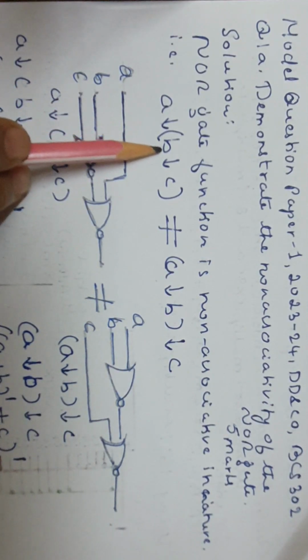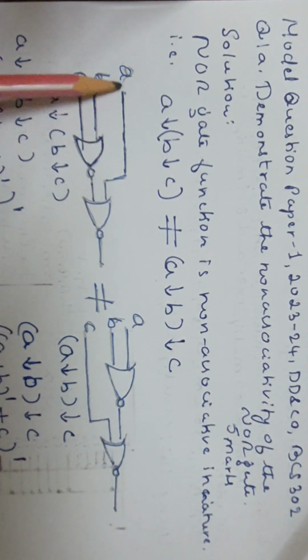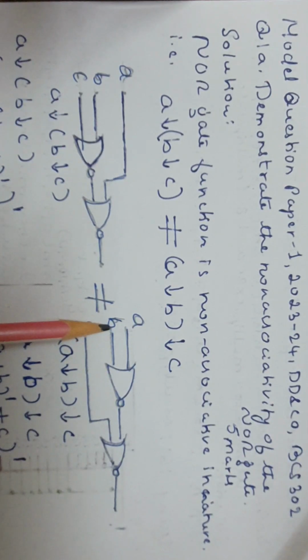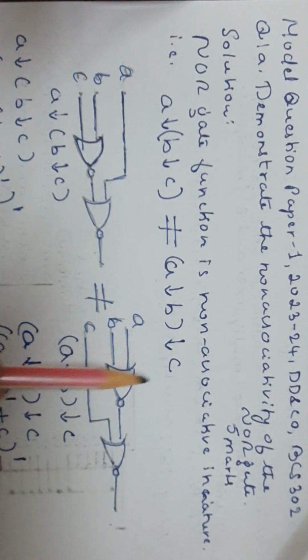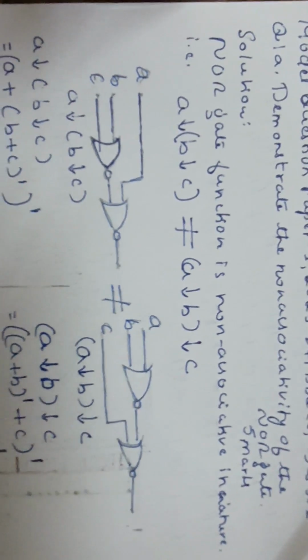Okay. So here is the logic diagram for this. First B and C are NORed. The output of that is NORed with A. So this is A NORed with, in bracket, B NORed with C. Here A NORed with B, that is in bracket, so the output of that is NORed with C. So this is an associative function check, meaning changing the group when we do the operation. Here B and C are grouped, here A and B are grouped. Is the output same? No. That means the NOR operator is non-associative in nature, which we have to demonstrate.